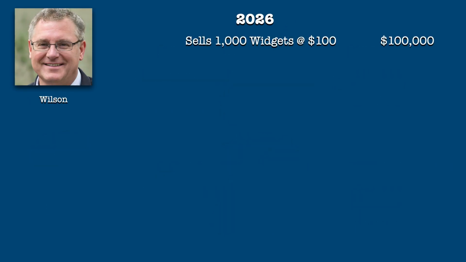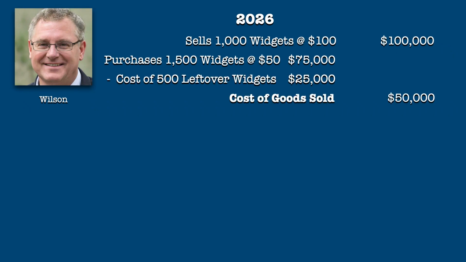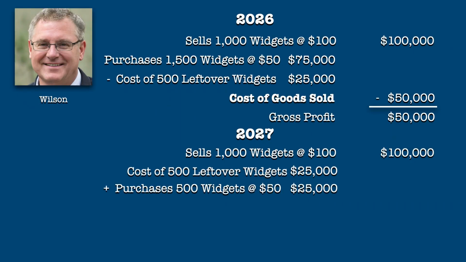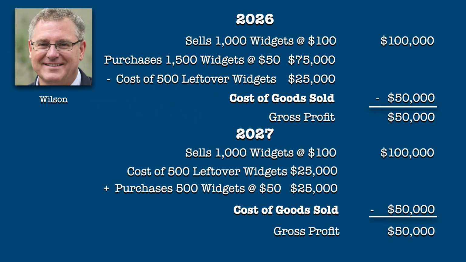In 2026, Wilson only reduces his income by the cost of the widgets he actually sold. The result? $50,000 in gross profit. In 2027, he reduces his income by the cost of the leftover widgets from last year, $25,000, plus the cost of the widgets he purchased in 2027, also $25,000, giving him a gross profit of $50,000. Now you have a similar result from similar activity and a much more realistic picture of Wilson's financial situation.